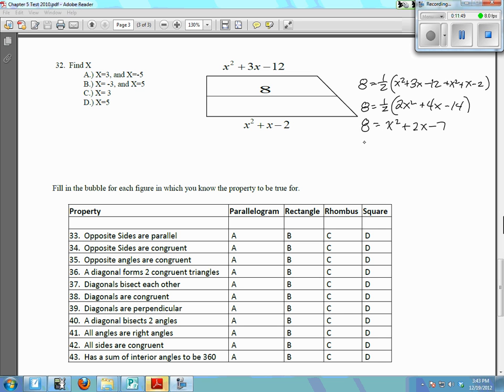I'll subtract 8 from both sides. I get 0 is equal to x squared plus 2x minus 15. Now I can factor that, and I want to find two numbers that multiply together to give me negative 15 and add to give me positive 2. So that's negative 3, positive 5. So x is going to equal 3. X is going to equal negative 5. Well, that's when this is equal to 0 again.